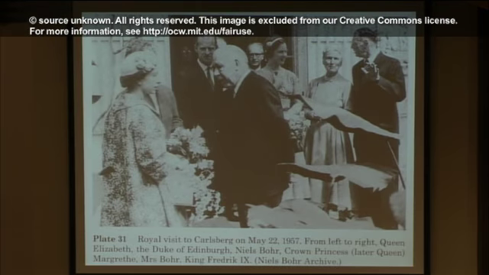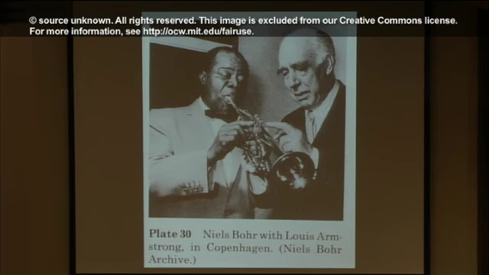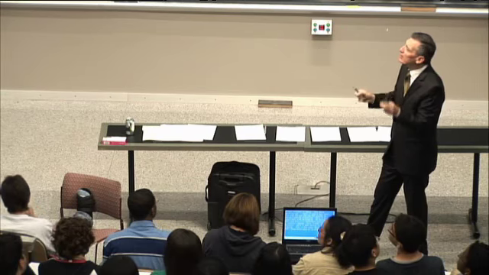Here's Bohr mixing it up with royalty. This is a young Queen Elizabeth of England. There's Prince Philip. This is the royalty, a Danish family. Bohr loved music, and here he is with Louis Armstrong, undoubtedly talking about the resonant structures within the tube here and how to get the various harmonics and overtones.